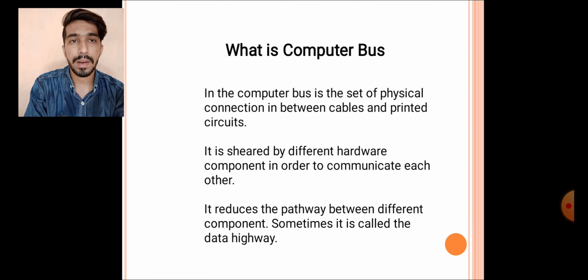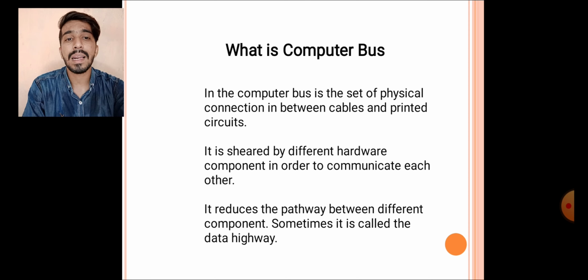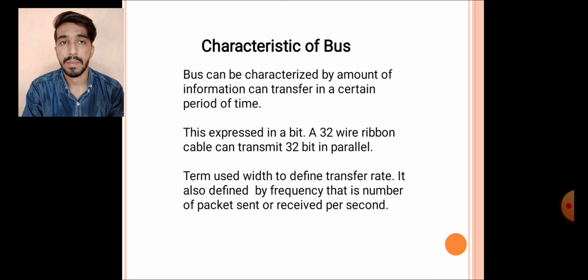What is a computer bus? A computer bus is a set of physical connections such as cables and printed circuits. It is shared by different hardware components in order to communicate with each other. It reduces the pathways between different components. Sometimes it is called a data highway.